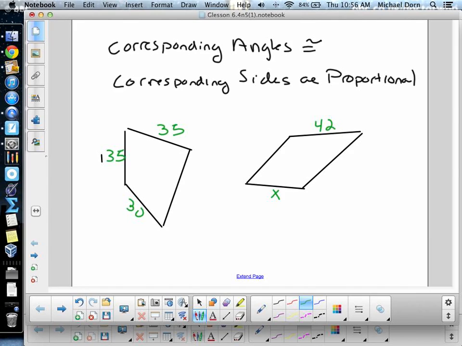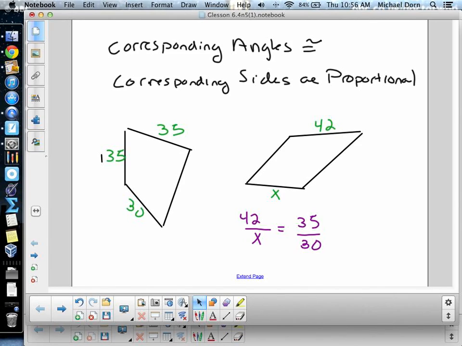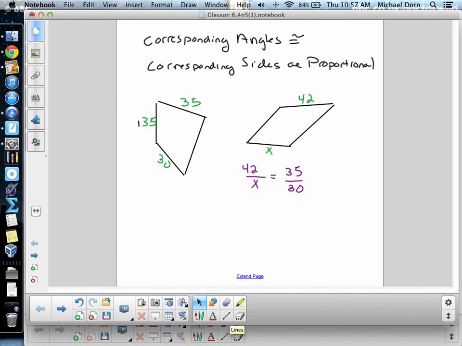Okay? So the 42 is longer than the x side. And the corresponding opposite sides over here would have to be these two, and it would be the longer one on top. 35 over 30. And that makes sense. Because when we do our cross multiplying, now remember, we set up our proportion because we want to think proportionally. I can just go ahead and cross multiply, and we get some really big numbers.